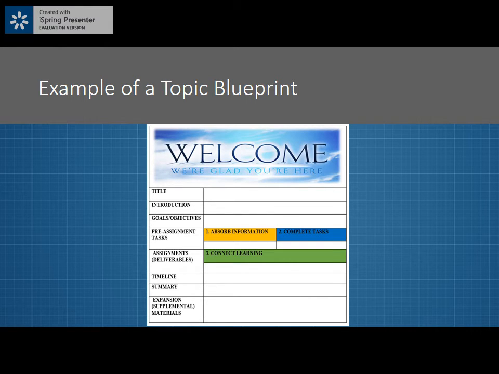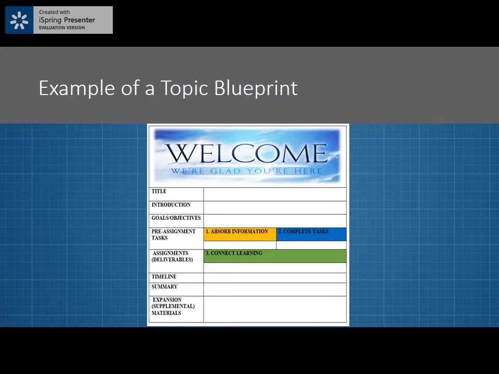pre-assignment tasks. I categorize the absorb and do activities as a pre-assignment task to let students know that they have to do these before the assignment. I also rename the do activity as complete tasks, so students know that these are tasks that must be completed before the actual assignment. I categorize the connect component under or as the assignment because students know what an assignment is. Now, they also know that this is where everything connects.